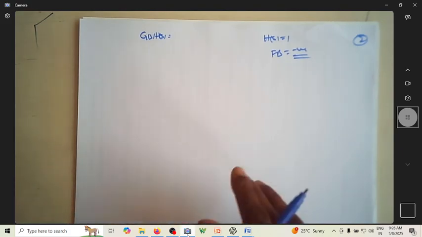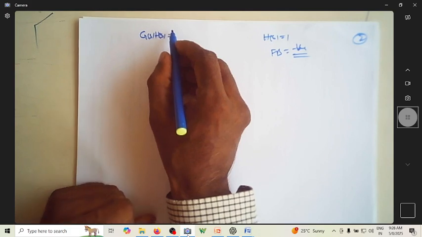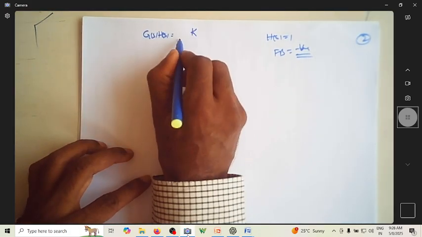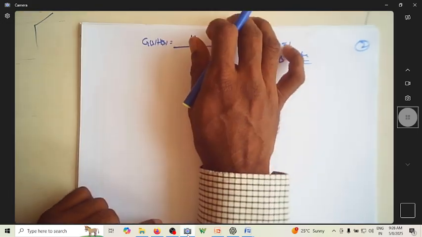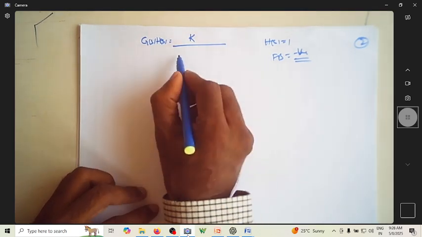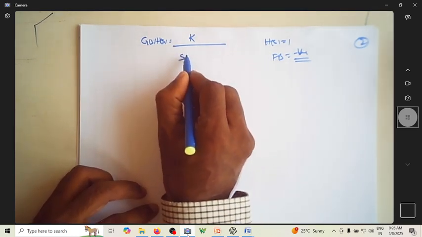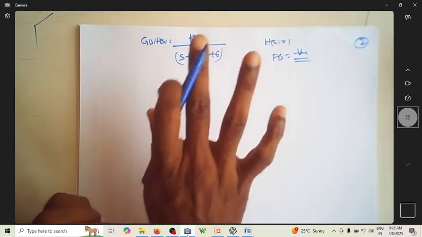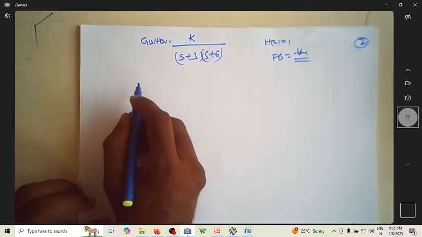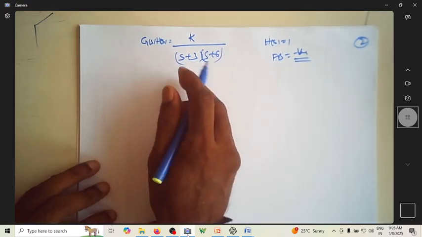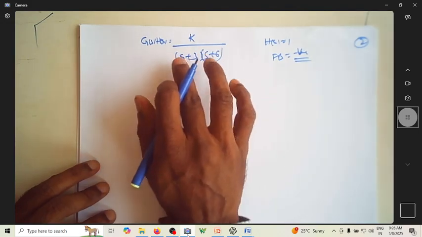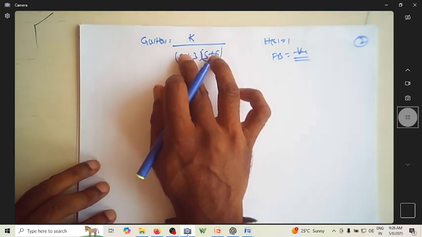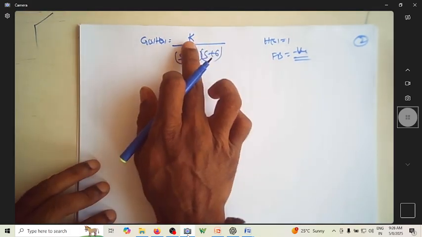With these things in mind, the requirement to plot the root locus is a transfer function with K as its gain, which is variable. You can take it as K over (s plus 3) into (s plus 6). Suppose you take this as your transfer function. We know that there are two poles. How many zeros are there? There are no finite zeros.